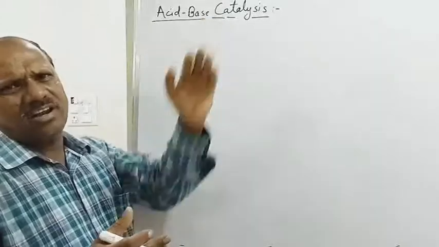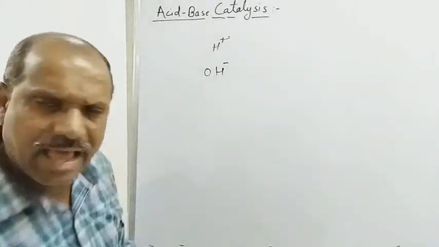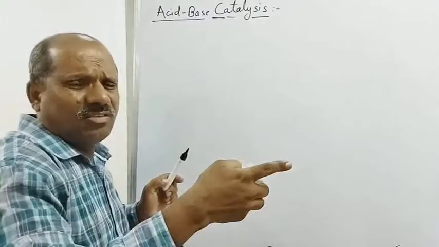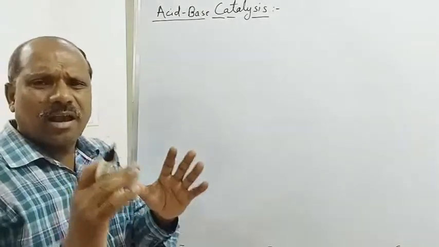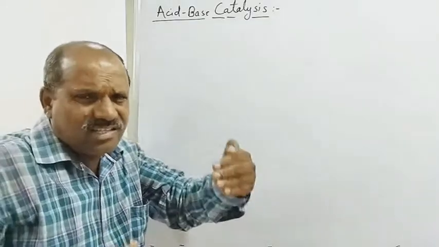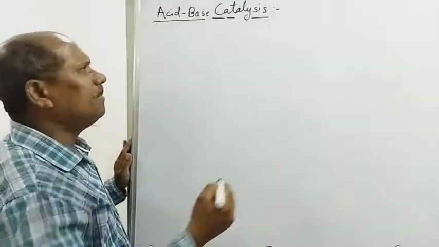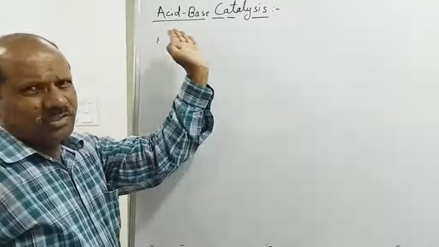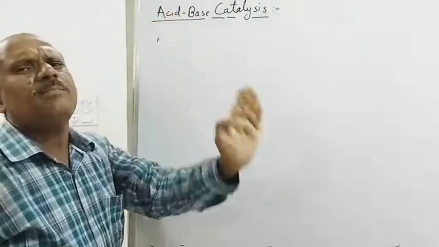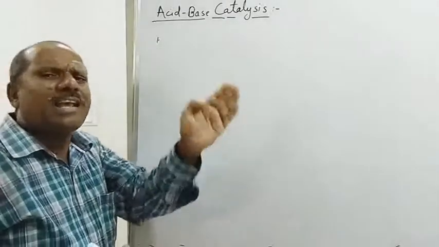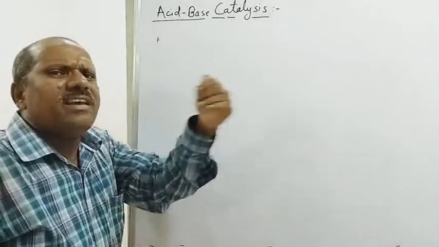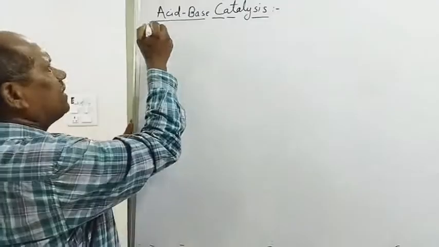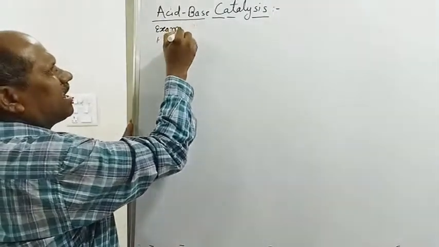Now we have to see some examples of the acid-base catalysis, where acids or bases are acting as a catalyst to increase the rate of the chemical reaction. One thing you must keep in your mind is that acid-base catalysis is that type of catalysis in which acids or bases, or acid and bases, are acting as a catalyst, and the process is called acid-base catalysis. Now, I am explaining some examples of the acid-base catalysis.